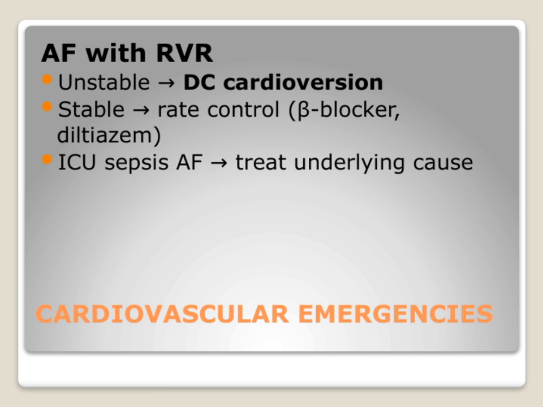Now, in cases where atrial fibrillation with RVR occurs in the setting of ICU sepsis, the priority shifts a bit. Here, our main goal is to treat the underlying cause of sepsis, because addressing the infection or source is crucial for overall management and stabilization. Remember, these are important cardiovascular emergencies, and recognizing the stability status of your patient guides you toward the appropriate intervention. The key takeaway is tailoring the treatment to the patient's condition: immediate cardioversion for unstable cases, and rate control for stable ones, while always considering the context, like sepsis, to guide your approach.